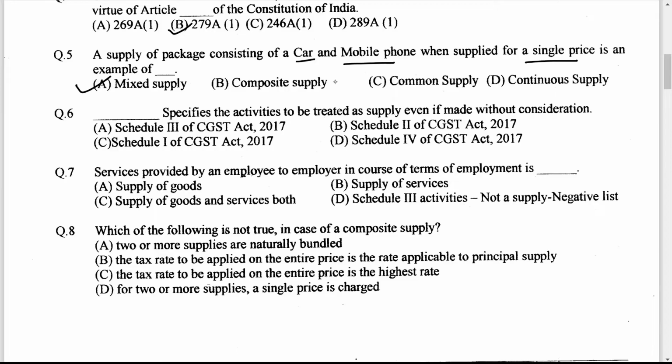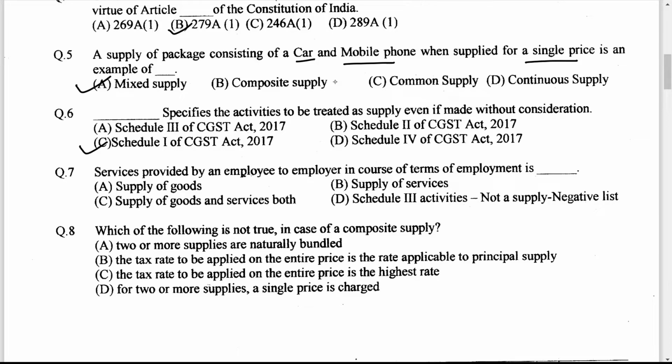Now, dash specifies the activities to be treated as supply even if made without consideration. So, out of these, in which schedule are the activities treated as a supply even if they are without consideration? So, here in the sixth, the answer is C. Schedule 1 of the CGST Act 2017. So, this is the answer.